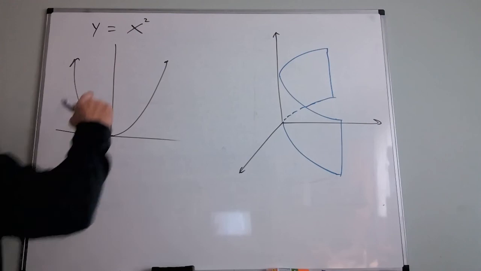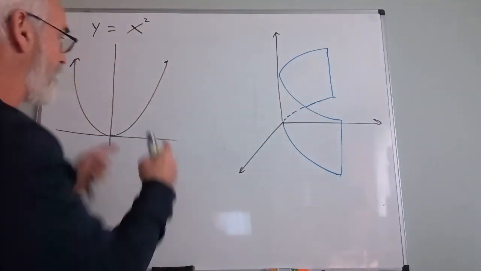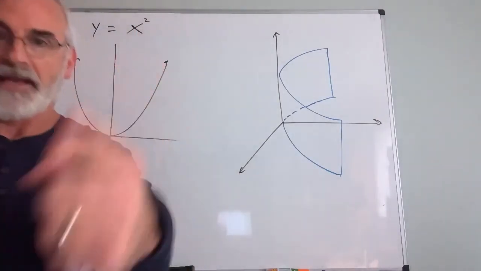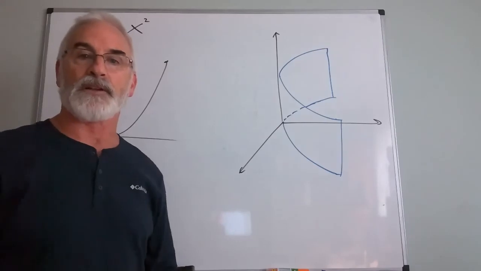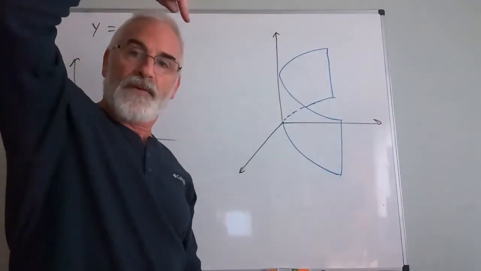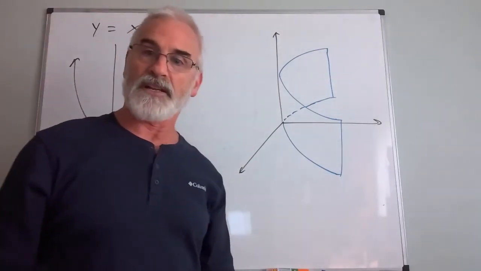Parabola, parabolic cylinder. If I took this parabola and said, let's go forever, kind of creating a trough as I'm coming out at you, that's essentially what that is right there. This is going forever in the Y direction. So if I'm standing on top of the Z axis and I'm looking down, this is what I see.